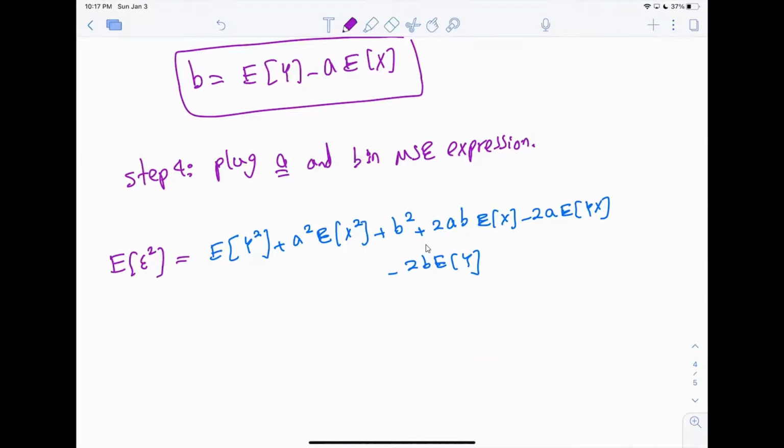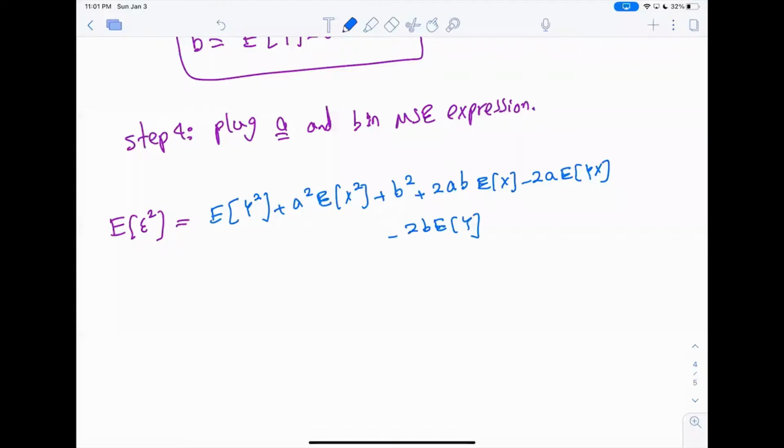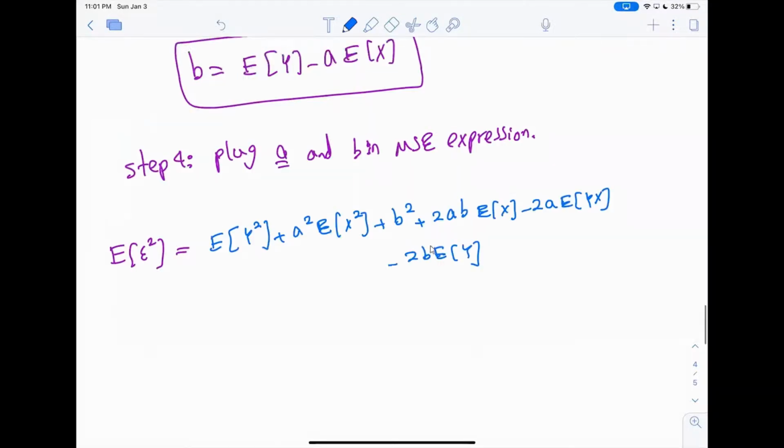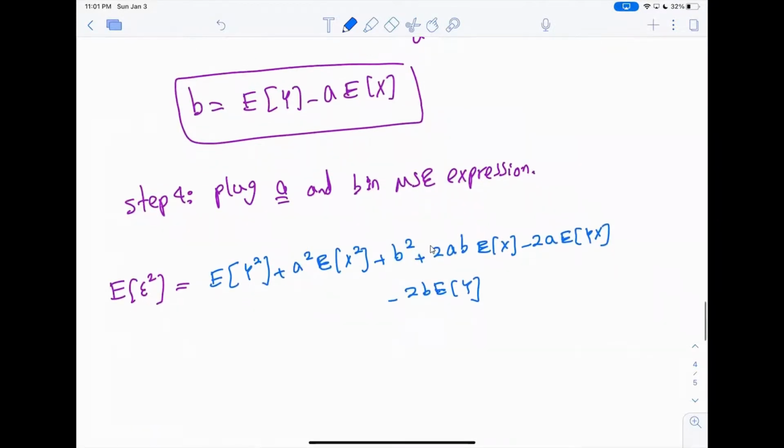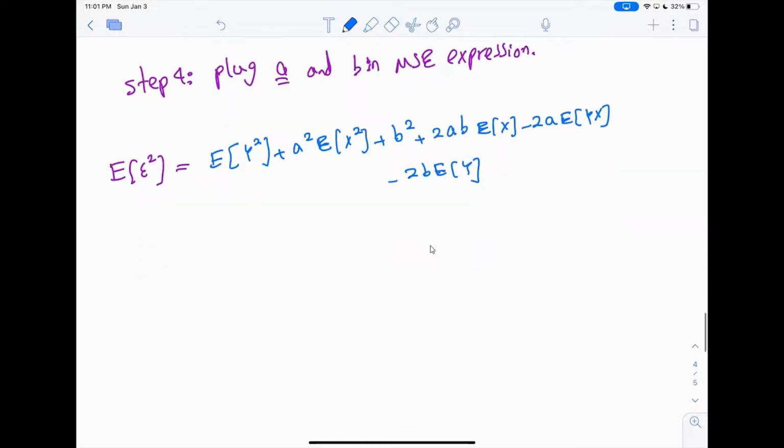I'm gonna plug the actual A and B here. So I'm gonna only plug B and leave A as it is, because inside B we have A as well. So if I only plug B, then I will have everything in terms of A. So let's just do that.